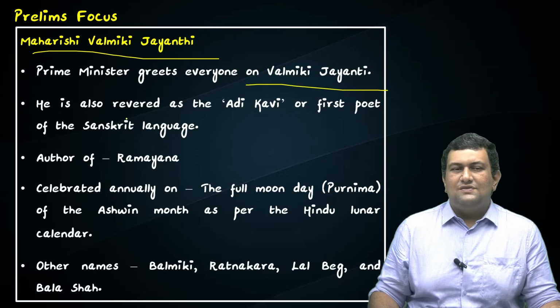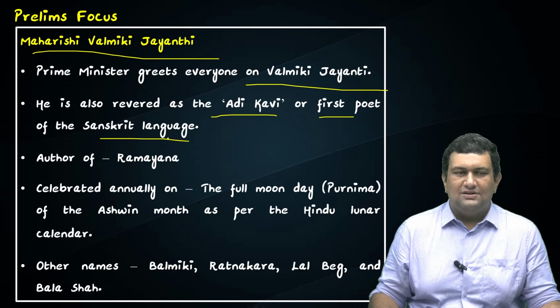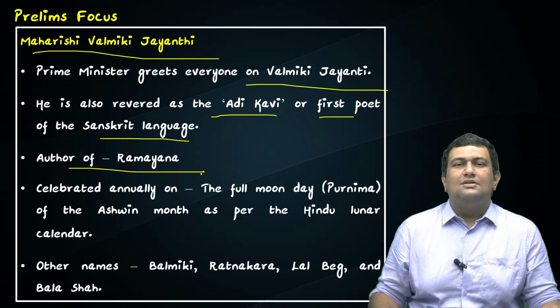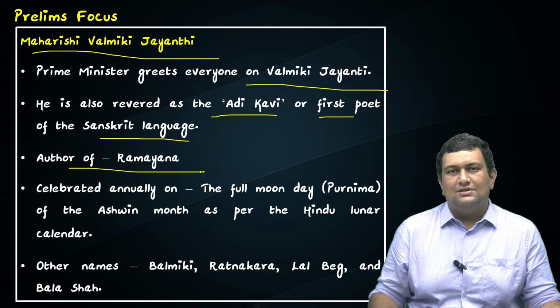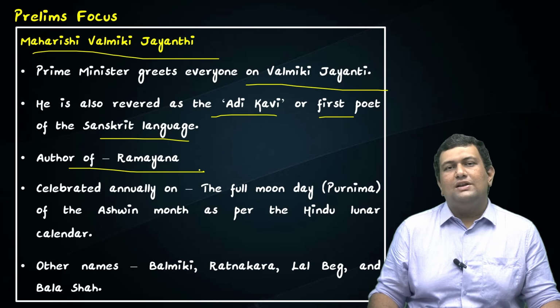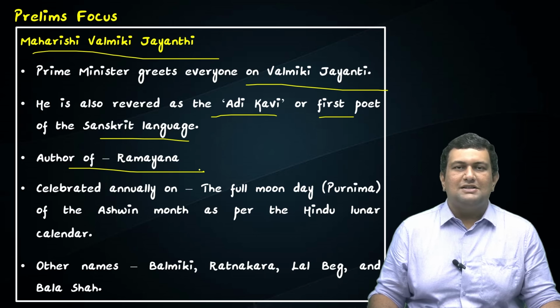So, Valmiki is revered as the Adi Kavi, meaning the first poet in the Sanskrit language, and he is the author of Ramayana. So, this can be directly asked in the question in prelims. They can ask who is the author of Ramayana, or you can get a match the following question matching the authors with the works they have done.